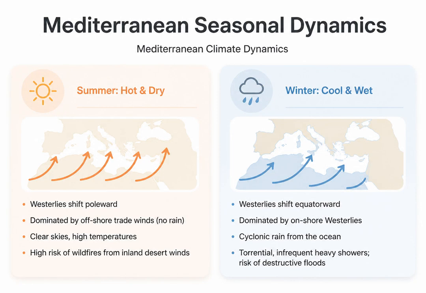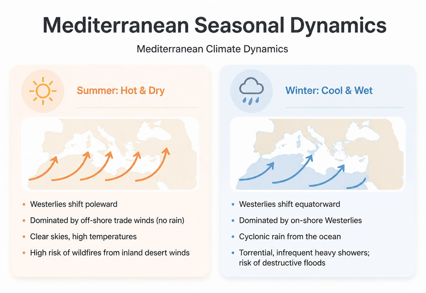Let's break down exactly why the seasons behave this way. During the summer, the wind belts shift poleward. This pushes the rain-bearing westerlies away, leaving the region under the influence of offshore trade winds. Because these winds blow from the dry inland areas toward the sea, they bring zero moisture, resulting in clear skies, hot temperatures, and a severe risk of wildfires.